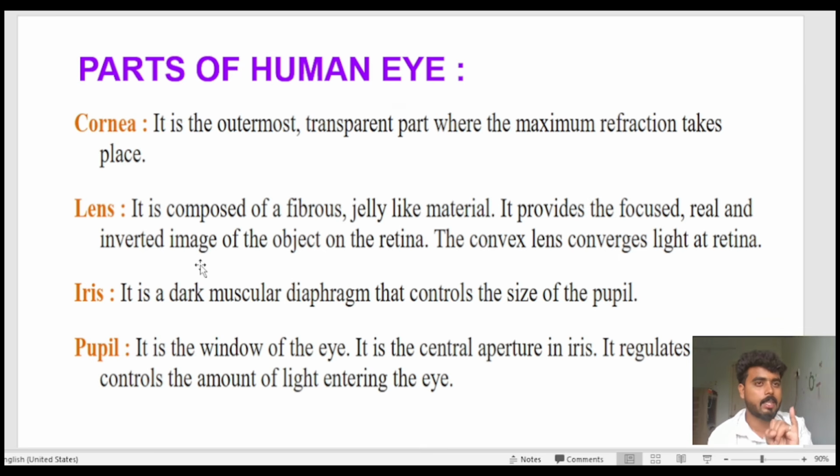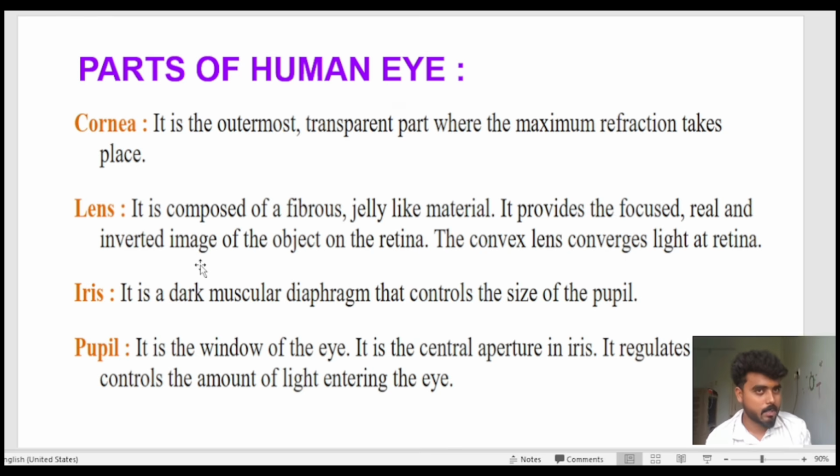Convex lens. What is the property of that lens? Converging. The second one is the image formed by the convex lens is real and inverted. Okay. Next one, iris. What is the meaning of iris? Iris is nothing but, I told you, it is a feather-like structure in the human eye. It controls the size of the pupil.